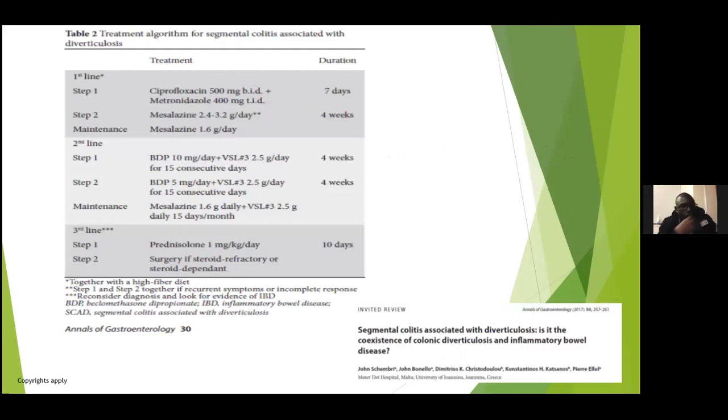And this one is just a summary of the treatment options available, using the Cipro and the Metro, and then the mesalamine group, and then you come to line 2 using your steroid, or maintenance with mesalamine, and then you come to prednisone. And I think before the surgery, there is now the option of possibly the use of biologics, and this was published in the Annals of Gastroenterology. This is my last slide. Thank you so much.